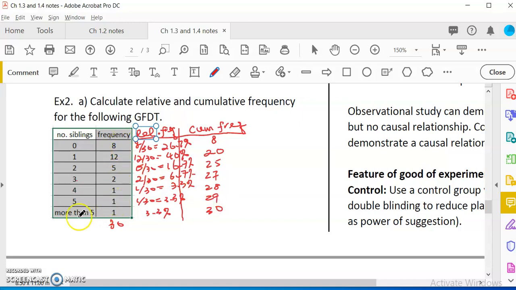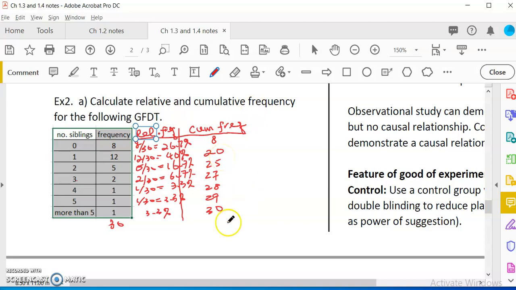So all the data are less than, I don't know, less than infinity. So that is 30. Usually the number is a value, so I would not want to do more than 5, it would be 6 or something. So you can have a nice cumulative frequency table.